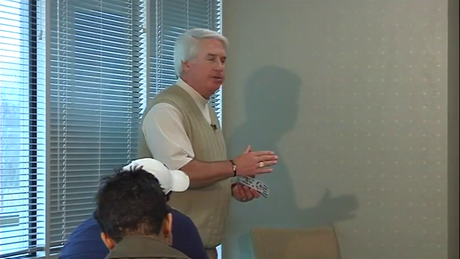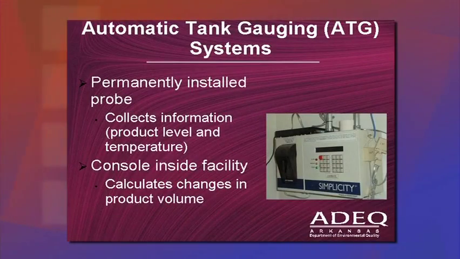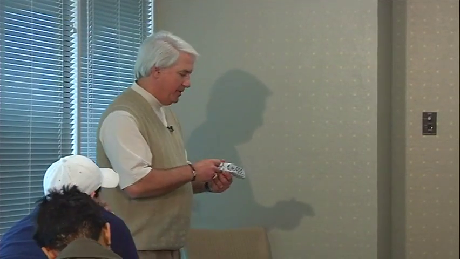The first of the release detection methods we're going to talk about is the automatic tank gauging systems. Basically, this is inventory control, but it's being done by a machine that has a probe that goes directly into your underground storage tank. These automatic tank gauge systems continuously collect information. They measure the product level in your tank, and they also measure the temperature of the material in the tank so that they can come up with a pretty precise volume of product inside the tank. It's done by this probe.